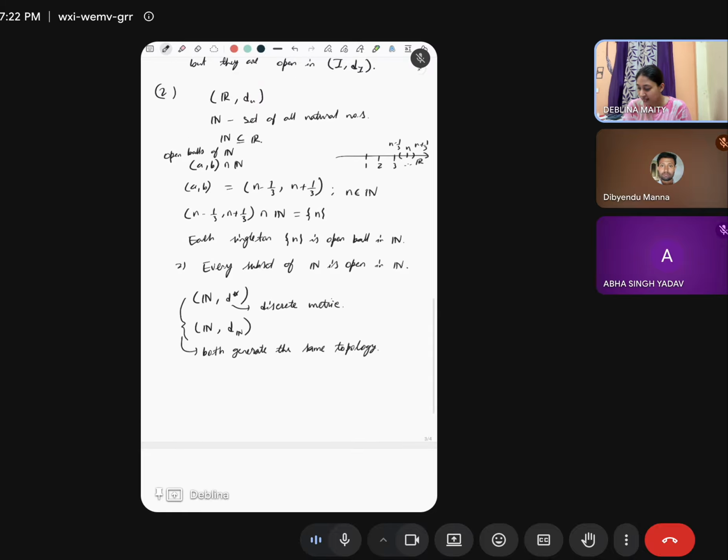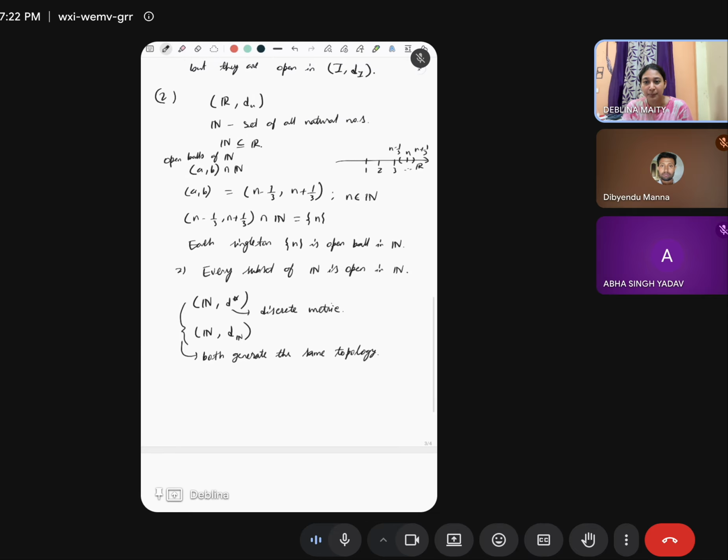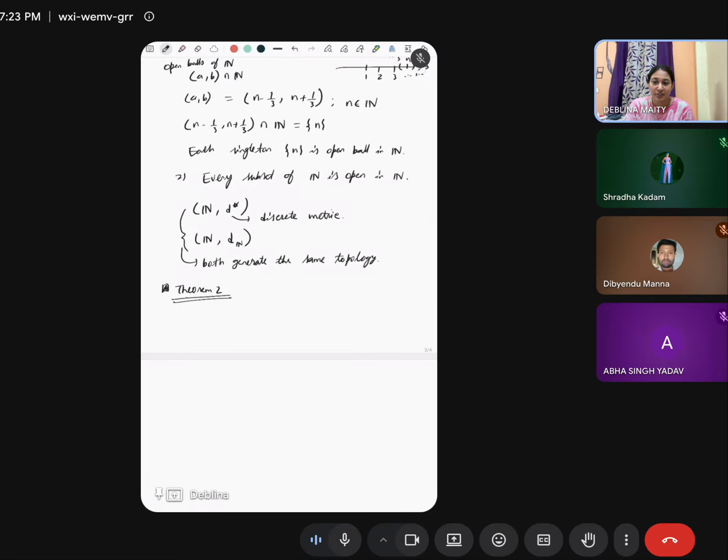Okay. So in the last session we discussed equivalent metrics, metric spaces, right? And I gave a sufficient condition or necessary condition for whether two metrics are equivalent or not. Now there is a result, which is this theorem 2, I think. It is a necessary and sufficient condition for two metrics to be equivalent.